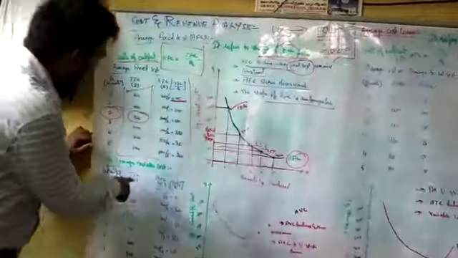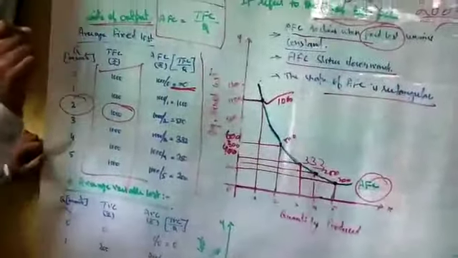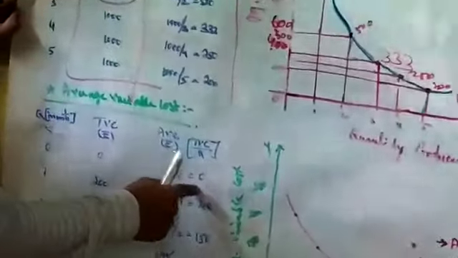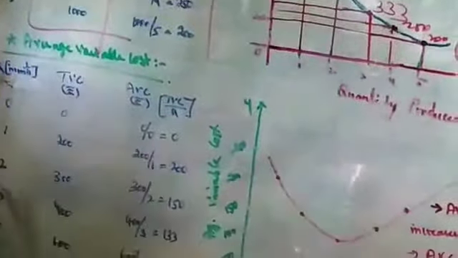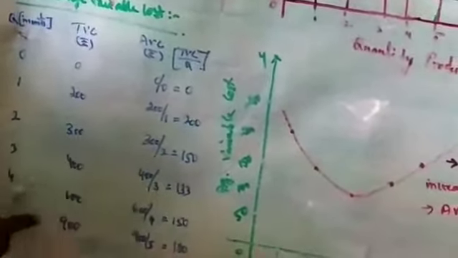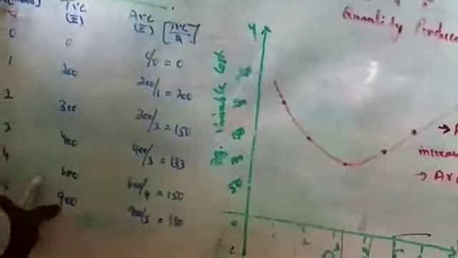How will you identify it? TVC divided by Q: total variable cost divided by quantity. 0 divided by 0, 0. 200 divided by 1, 200. 300 divided by 2, 150. 400 divided by 3, 133. 600 divided by 4, 150. 900 divided by 5, 180. So when you divide, you will get the value.